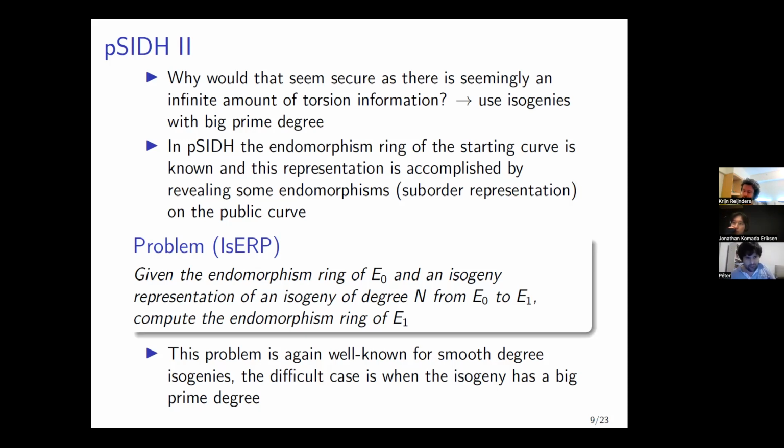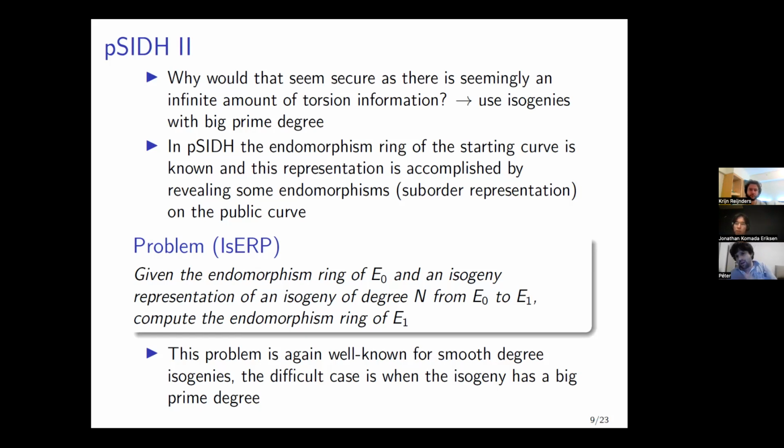Also Antonin came up with the scheme and formalized the hard problem behind it. Basically, given the endomorphism ring of E0 and an isogeny representation of an isogeny of degree n from E0 to E1, compute the endomorphism ring of E1. From a cryptanalysis perspective, this is the most natural problem to go for, right? I mean, you cannot write down this isogeny, you can evaluate it anywhere. So what is the kind of information that you want to retrieve in this setting? It is really the endomorphism ring of the codomain. So this is the problem that we actually want to study in this talk.